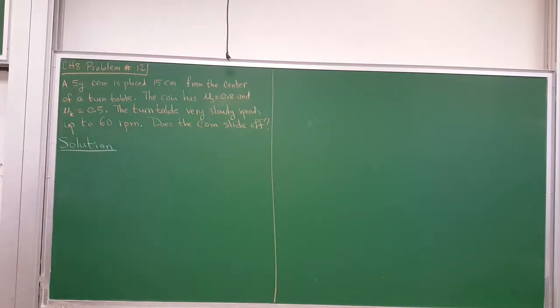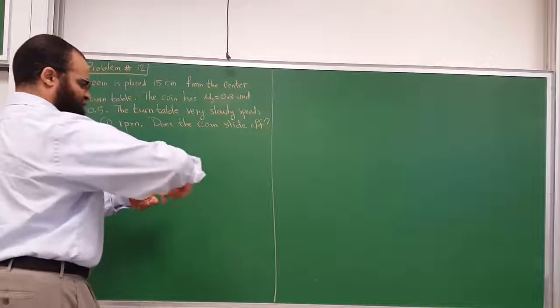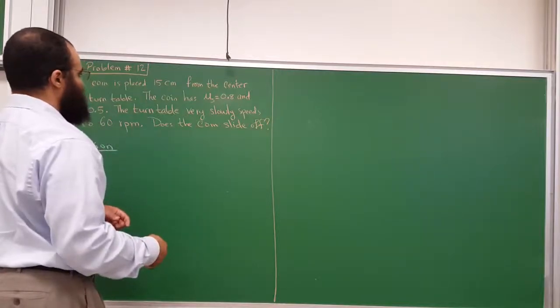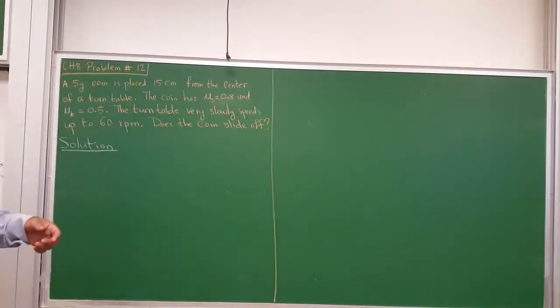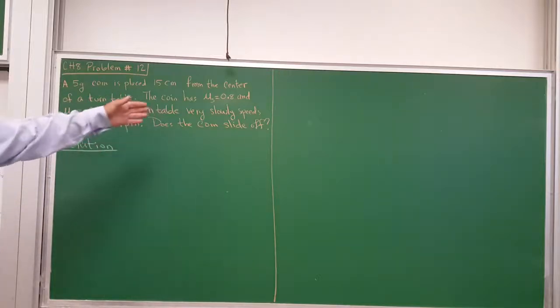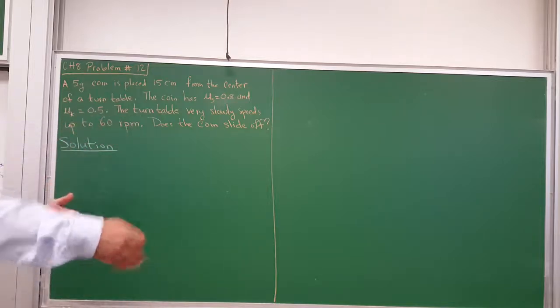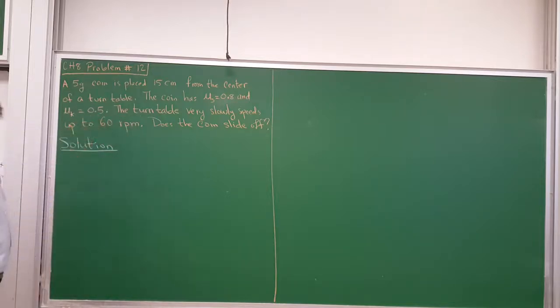So the 5 gram coin is placed on a turntable, and the turntable starts to spin, and the coin has friction between itself and the table. The coefficient of static friction is 0.8, and the kinetic friction, in case it starts to slide, is 0.5. They say the turntable very slowly speeds up to 60 RPM, and then they ask, does the coin slide off?